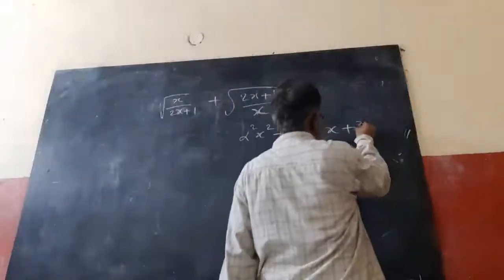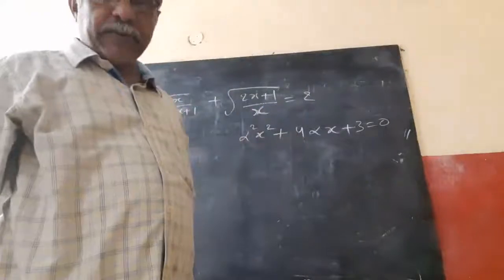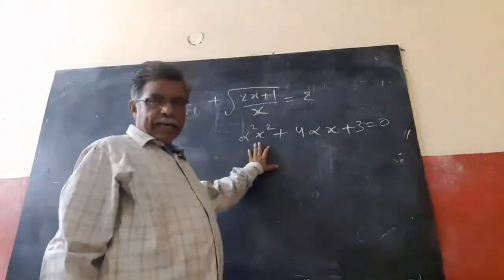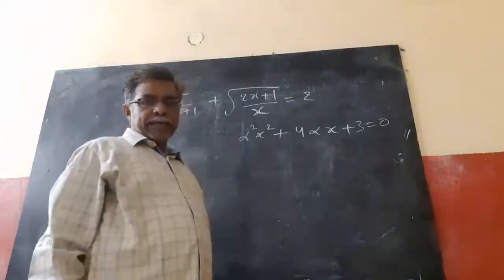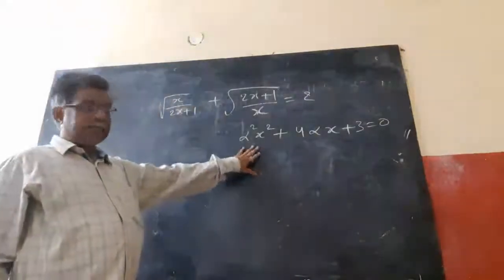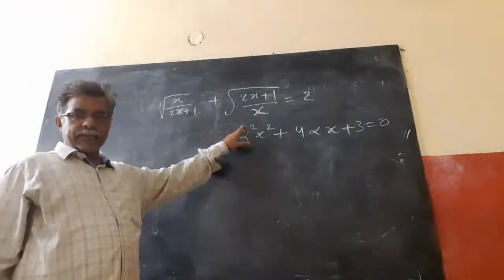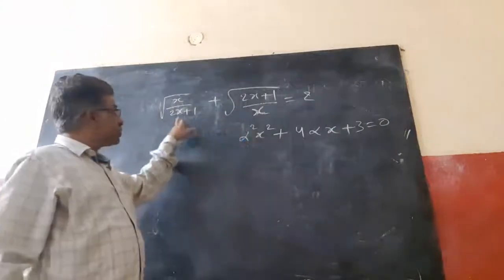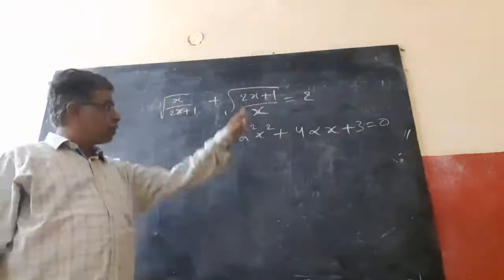Then the roots of the equation alpha square x square plus 4 alpha x plus 3 equal to 0. Roots of this equation is asking. He is saying alpha is a root of this equation. Alpha satisfies this. Simple, very simple. If you observe, this is reciprocal of this, and the sum of the 2 is equal to 2.